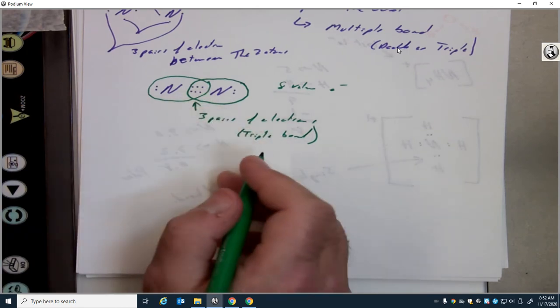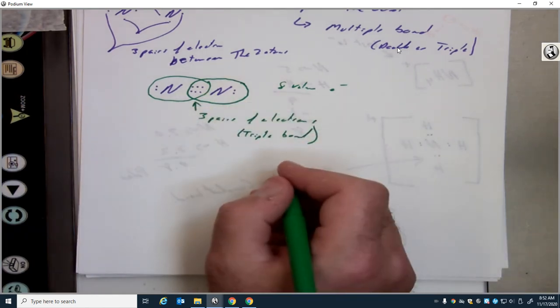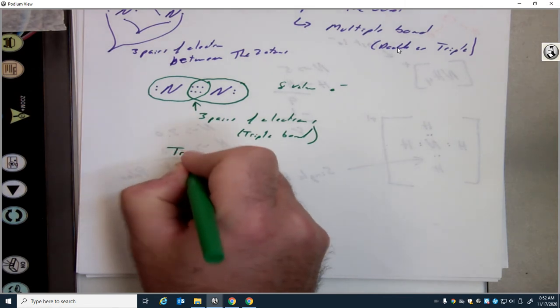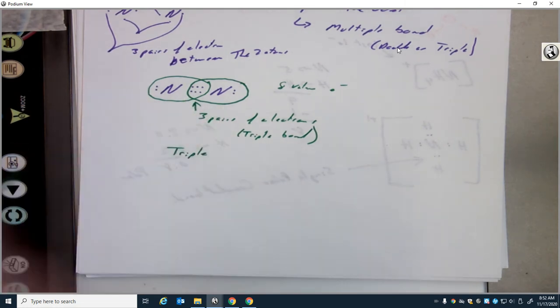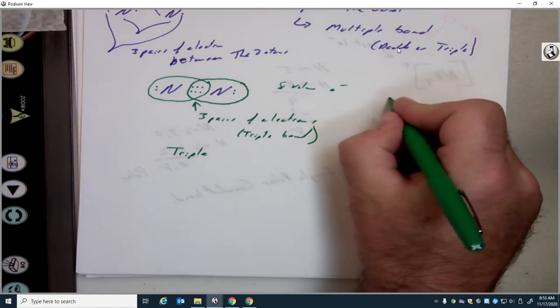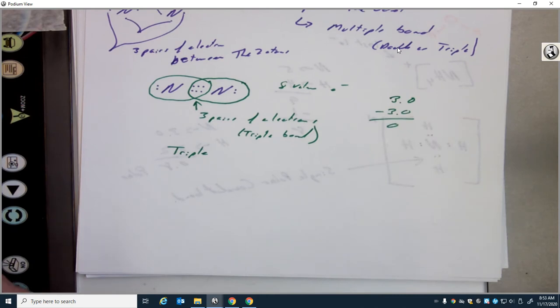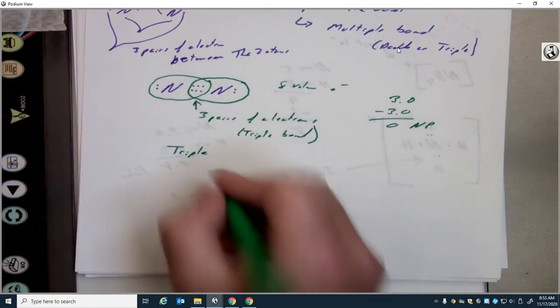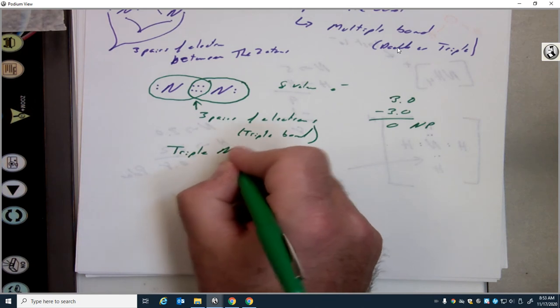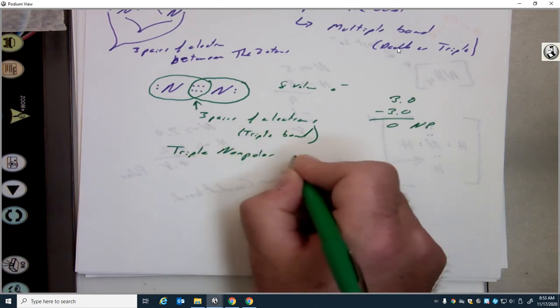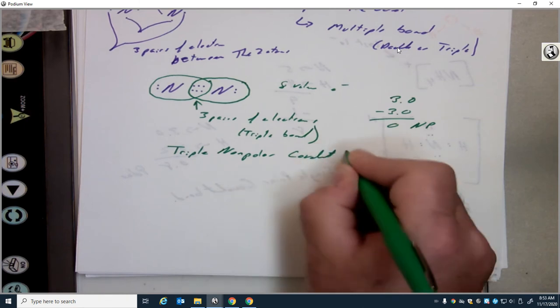All right, so let's name it. So we would have a triple. Now, are these electrons being shared equally or unequally? Well, they're the same element. If we do an electronegativity difference, nitrogen is 3.0 minus 3.0, it tells us that it's 0, which is telling me that it's nonpolar. Right? But if it's the same atom, these electrons are going to be shared equally. So this would be a triple, nonpolar, covalent bond.